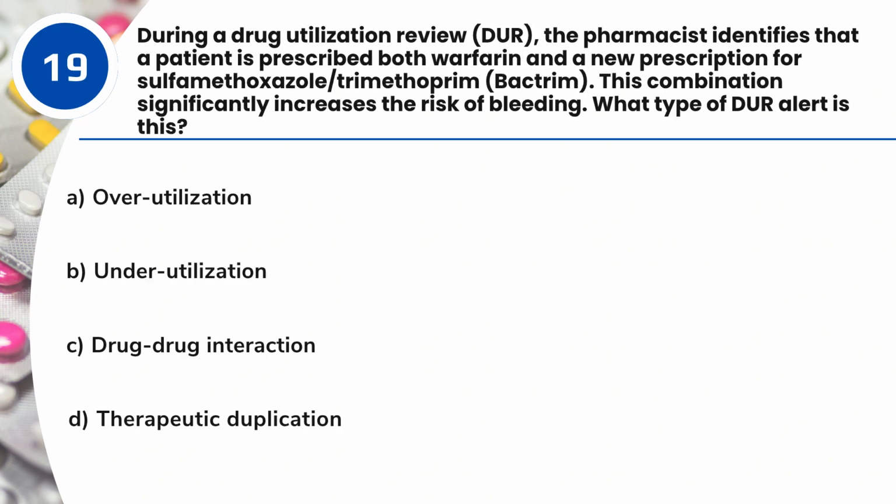Question 19. During a drug utilization review, DUR, the pharmacist identifies that a patient is prescribed both warfarin and a new prescription for sulfamethoxazole/trimethoprim, Bactrim. This combination significantly increases the risk of bleeding. What type of DUR alert is this? A. Overutilization. B. Underutilization. C. Drug-drug interaction. D. Therapeutic duplication.